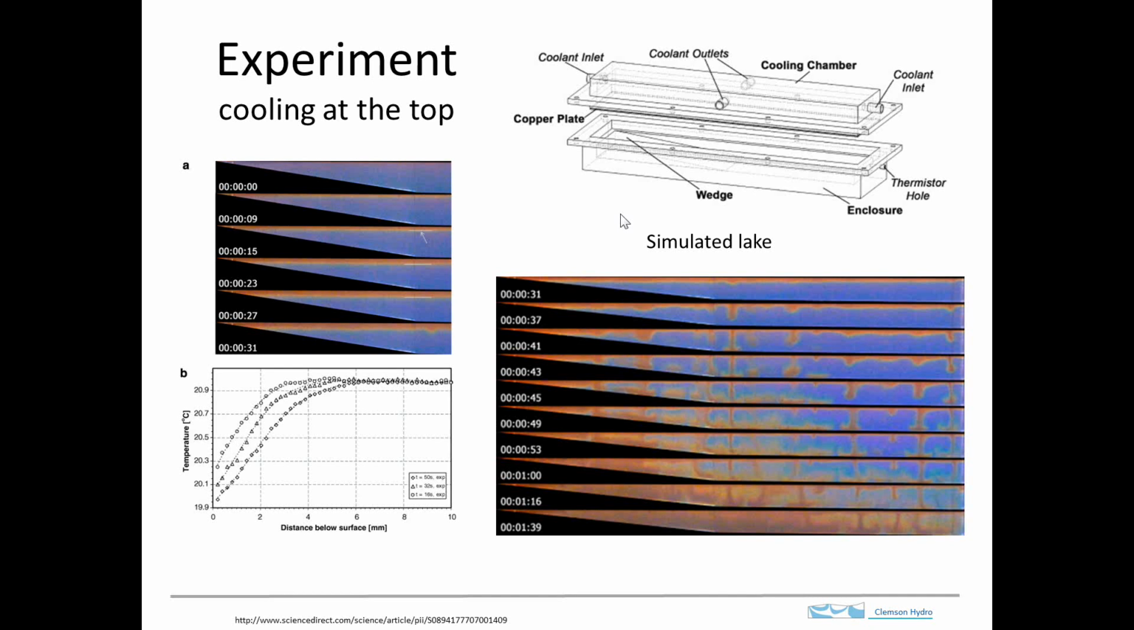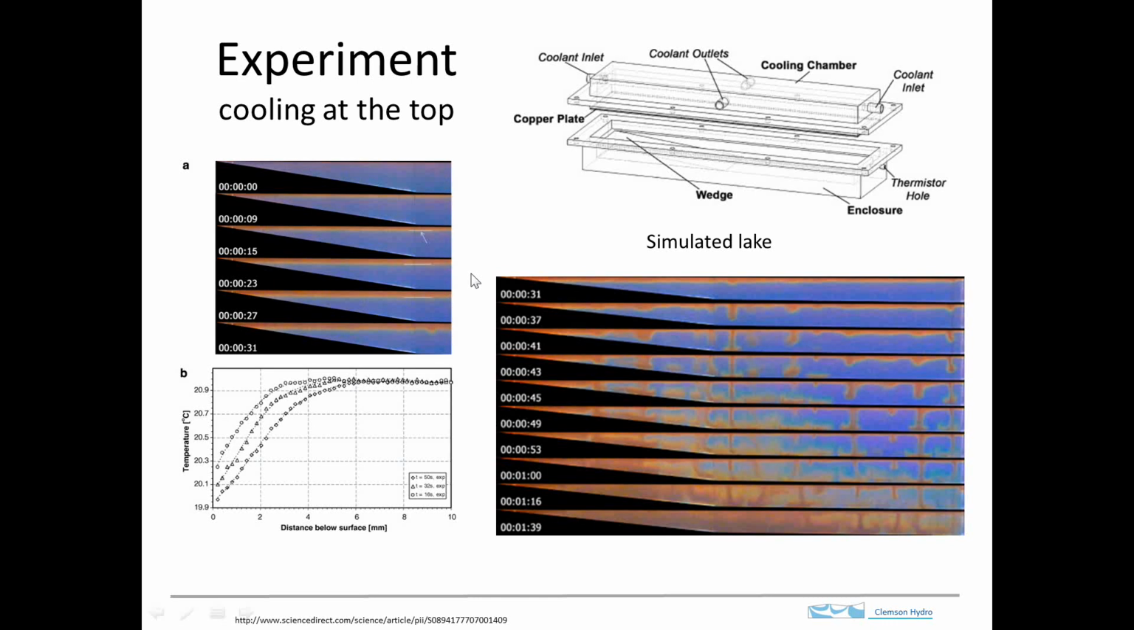This process also occurs in lakes, in surface water bodies. And here's some pictures of an experiment that was done where people tried to simulate the flow in a lake. And this is the experimental apparatus. They made a kind of a wedge-shaped apparatus that was clear on the side, so they could image the fluid, and they could determine the temperature of the fluid photographically.